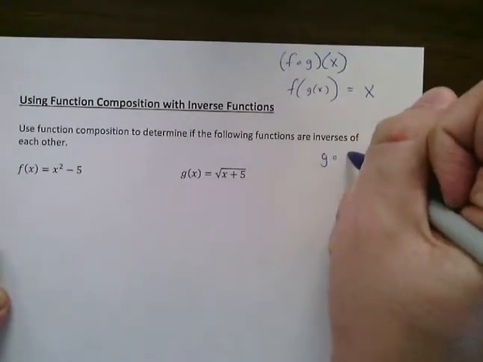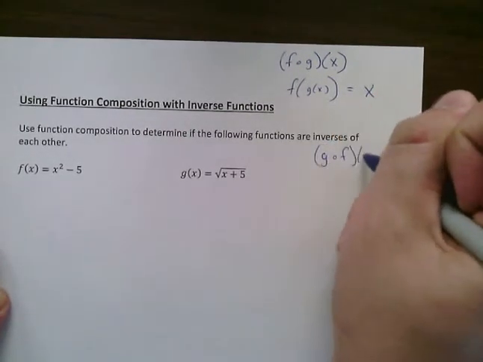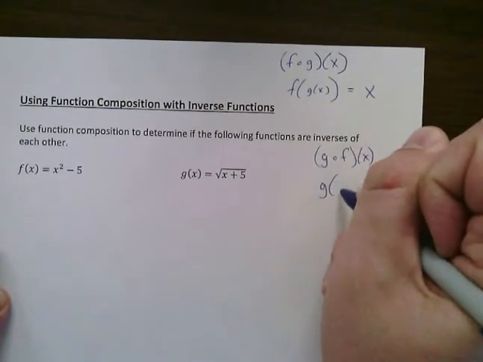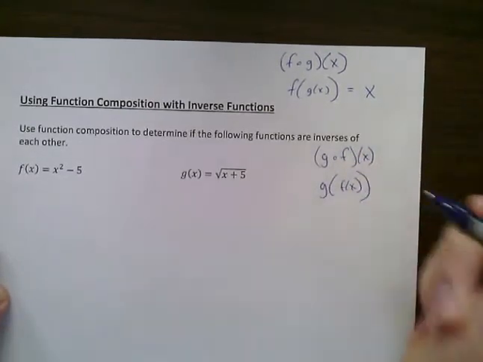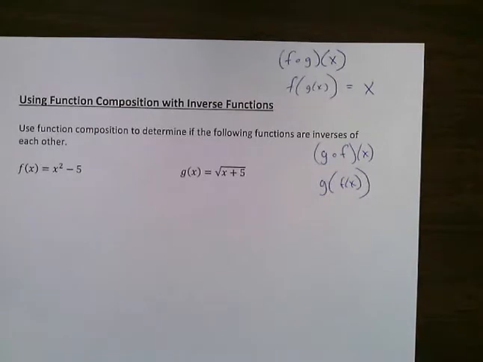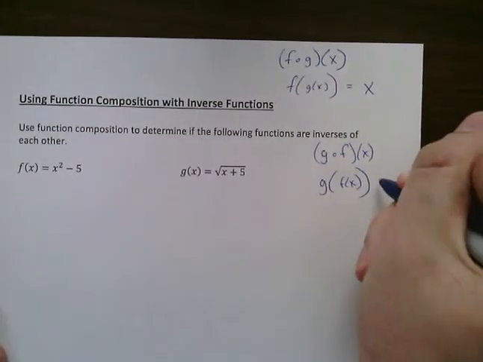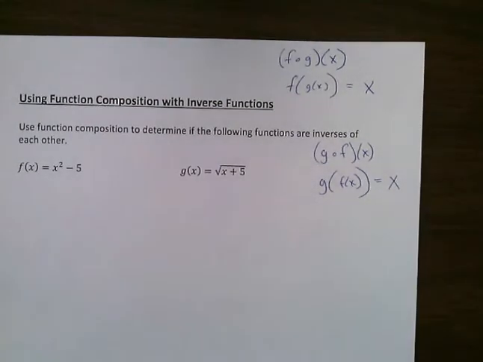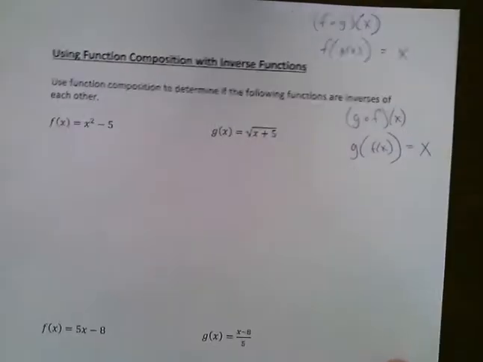If you do g of f of x, which again is just like taking the f function and plugging it into the g function, you simplify this and you get a plain old x, that means g and f are inverses of each other. If during the simplification process you're not left with a plain old x, that just means those two functions are not inverses of each other. So let me show you what this looks like in action.